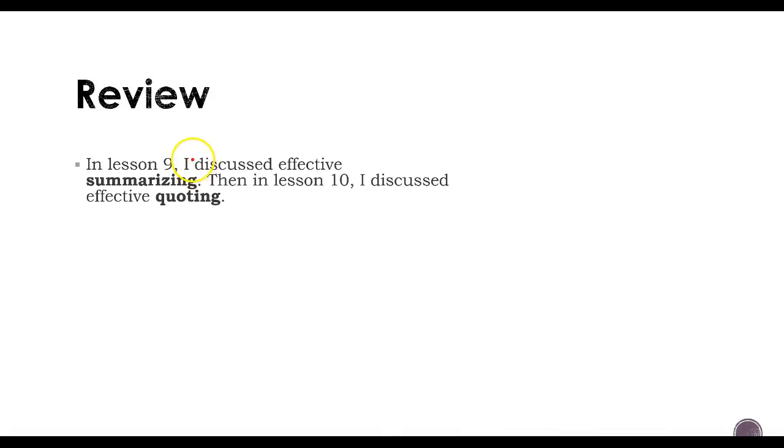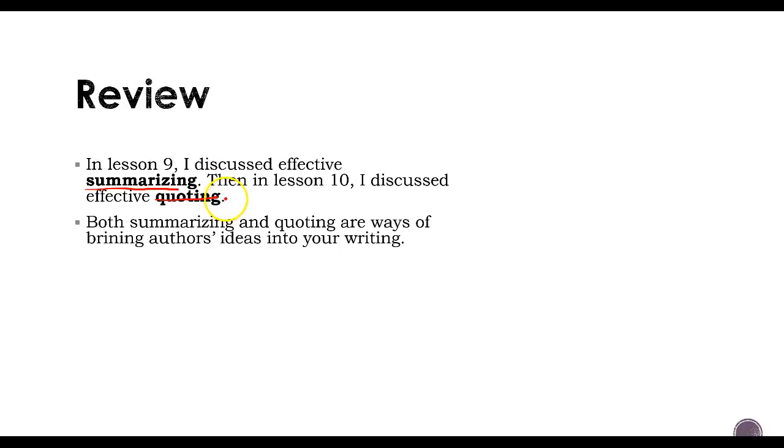Let's start with a brief review. In lesson 9, I talked about effective summarizing. How do you summarize a source effectively in your own words? Then in lesson 10, I talked about effective quoting. How do you quote from sources effectively? How do you select your quotes and how do you integrate your quotes well? In that lesson, I touched a little bit on APA in-text citation, but I'm going to pick that up here and talk about that a bit more.